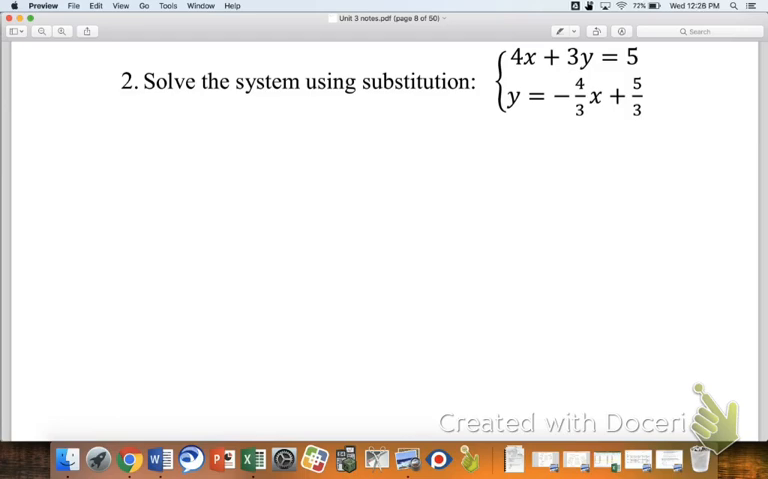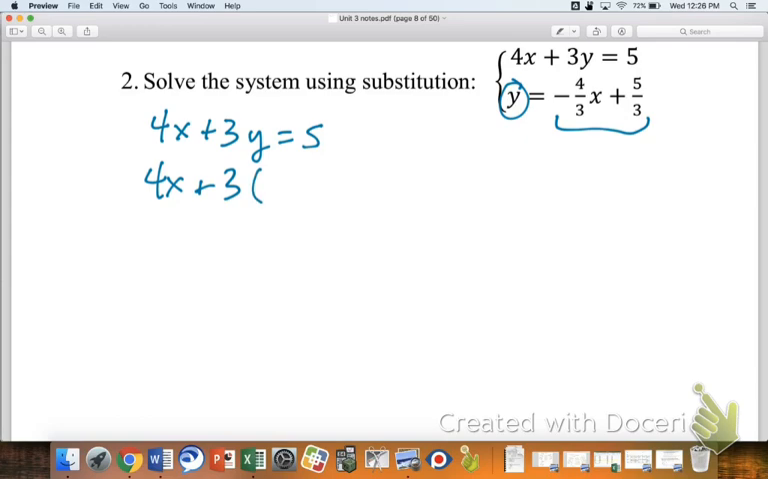Did you guys notice the second equation, the bottom one, already has the y by itself? In order for you to be able to do substitution, it's a very important thing to notice. So what I'm referring to is the fact that y is all by itself and it equals that right there. That means in the other equation, wherever I see a y, I can replace it with negative 4/3 x plus 5/3. So I'm going to take this equation here, 4x plus 3y equals 5, and get the y out of there.